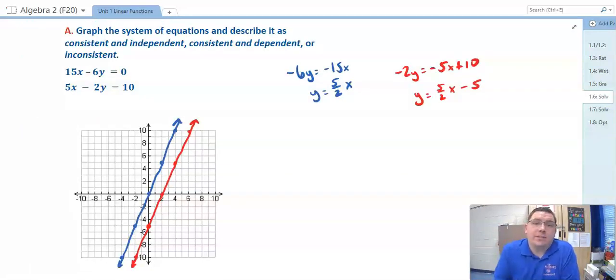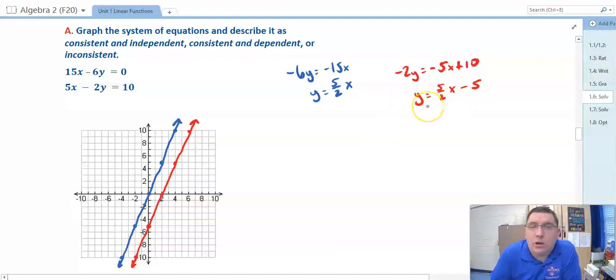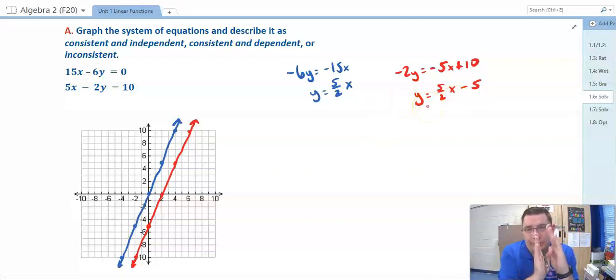Alright, so I've graphed these up here. The blue line is the first one, the 15x minus 6y equals 0, and the second, the red line, is the 5x minus 2y is equal to 10. And so you'll see the work here off to the side of what I did there. But when we look at these two lines, what happens? These two lines end up being what? Parallel.